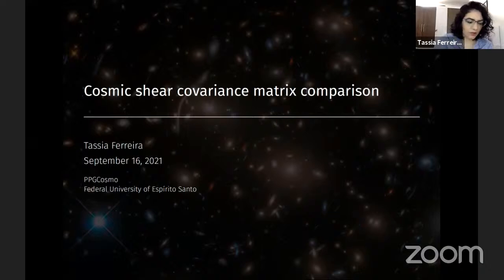I continue the work that we built upon with my current supervisor, Valerio Maha. So I'll be joining two projects in one. It's a clear continuation of one of the other, so I don't think you'll have any trouble seeing the flow. So the topic is cosmic shear covariance matrix comparison.